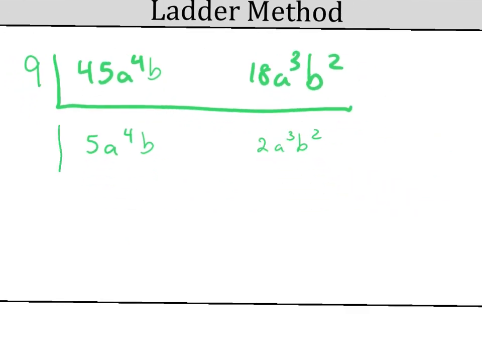Now, if I look at just the b's, the common thing, there's a 1b there, 2 b's there, so I can just pull out 1b, and that's it. A b here. So now we get 2a cubed, no more b, and 1 more b there.